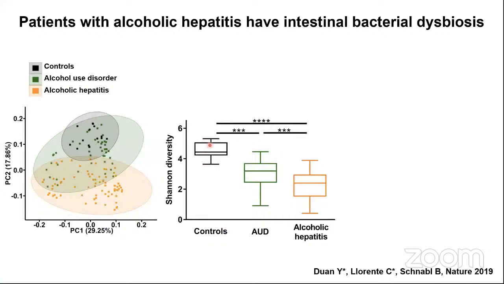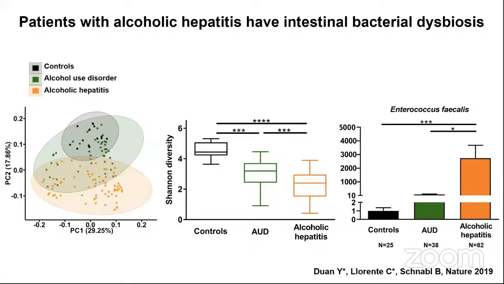Bacterial diversity decreases from non-alcoholic controls to patients with alcohol use disorder and further decreases in patients with alcoholic hepatitis. One of the most prominent changes that we found was a significant increase in Enterococcus faecalis in patients with alcoholic hepatitis. And these were about 2,000 to 3,000 fold higher in the alcoholic hepatitis patients as compared with the non-alcoholic controls. However, when we did correlation analysis between the total amount or relative abundance of Enterococcus faecalis with disease outcome and disease severity, we did not find any significant correlation.